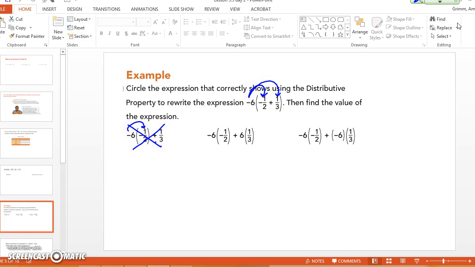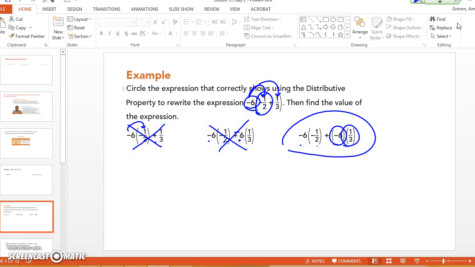Okay, so let's check. This one, they multiplied here. What did they forget to do here? Add the negative part to it. So it's not this one. So let's check this one. They took a negative 6 times the 1/2. That's correct. And then a negative 6 times a 1/3. So this is the one that is the same. Does that make sense? Yes? Is it okay? Okay.